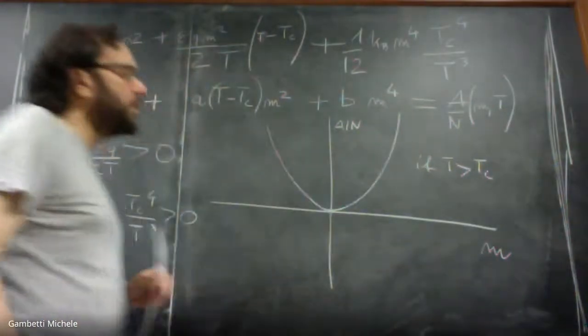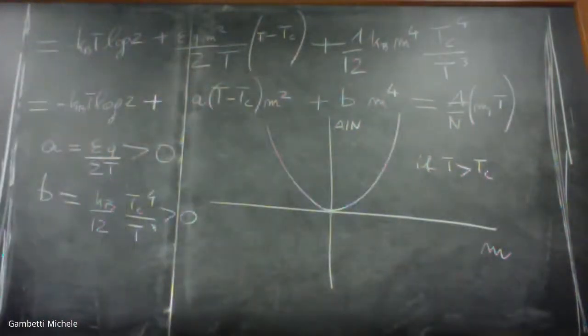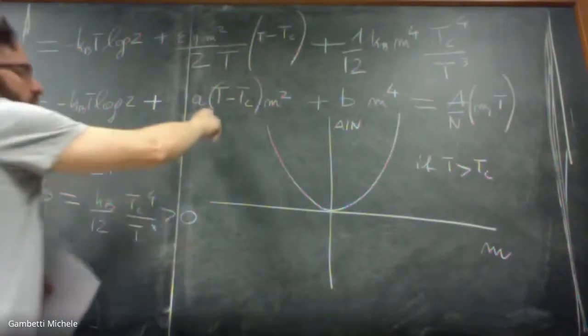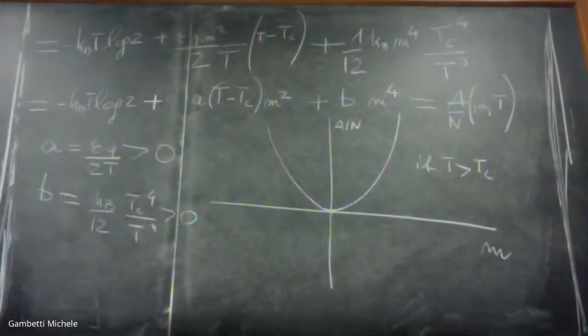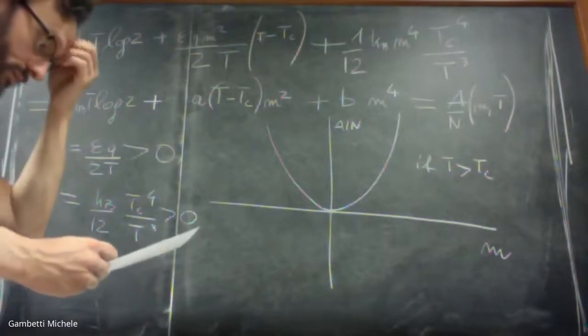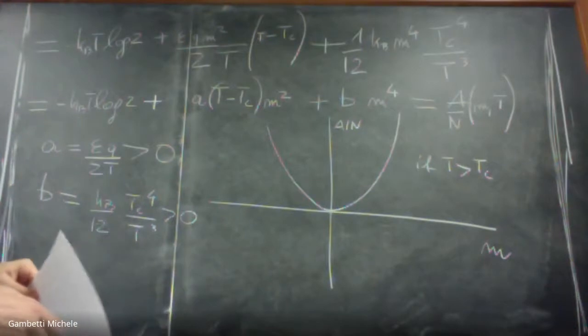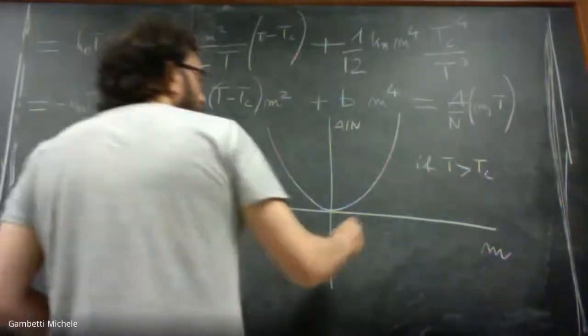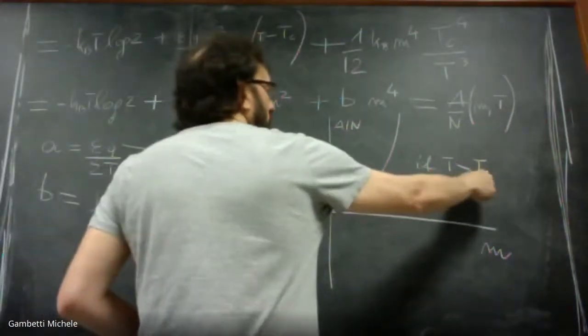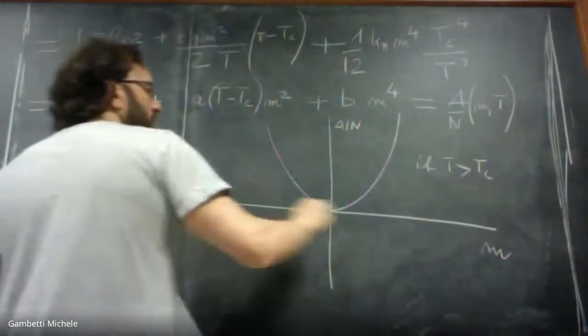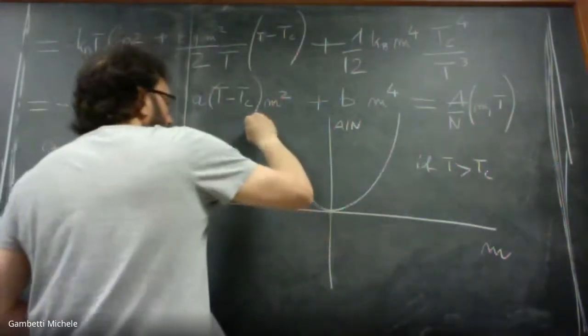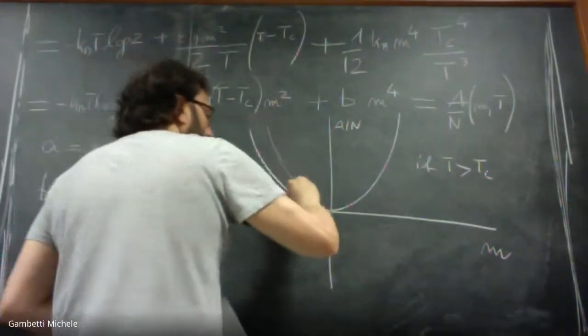So it's 0 at m equals 0, and it's quadratic. Okay? This is just because this is positive. Now, what happens when t is equal to tc? This is for t larger than tc, and now it is again something like this.